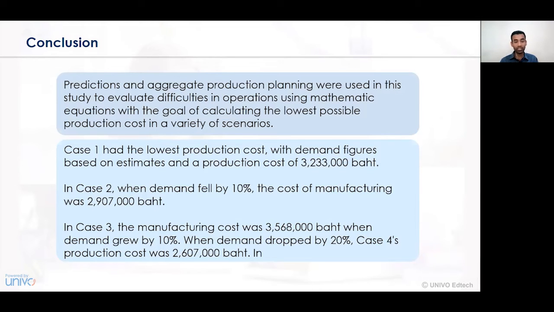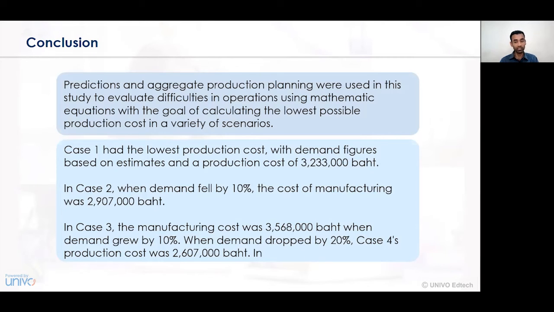In case number 2, when demand fell by 10%, the cost of manufacturing of the certain product was 29 lakh and 7,000 baht. Whereas in case number 3, when the manufacturing cost was 35 lakh 68,000 baht, the demand grew by 10%. And when the demand dropped by 10%, that is case number 4, the production cost was 26 lakh and 7,000 baht. So in this way, at several stages or in different levels, that is case number 1, 2, 3, 4, and 5, we can see that the baht value is also increasing or decreasing.